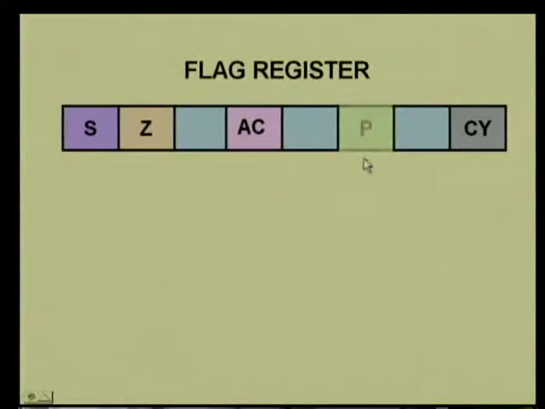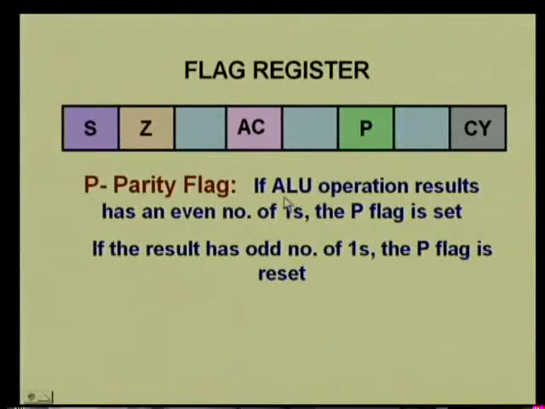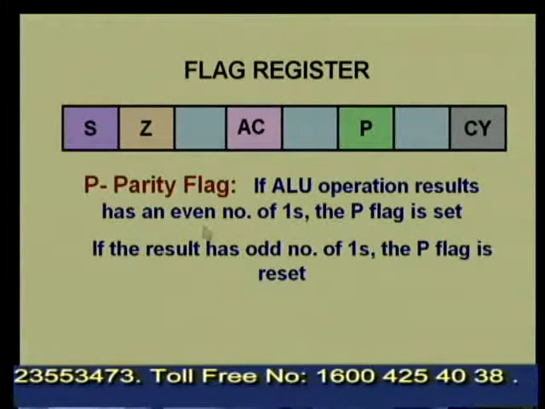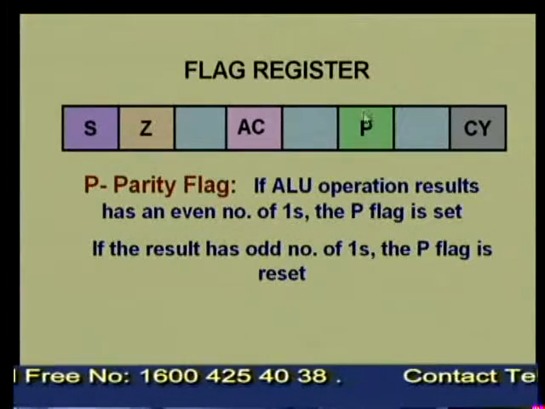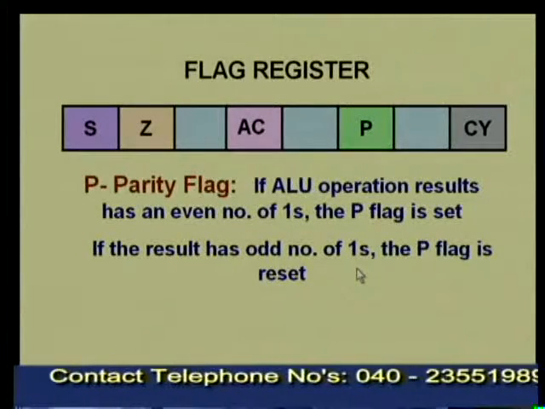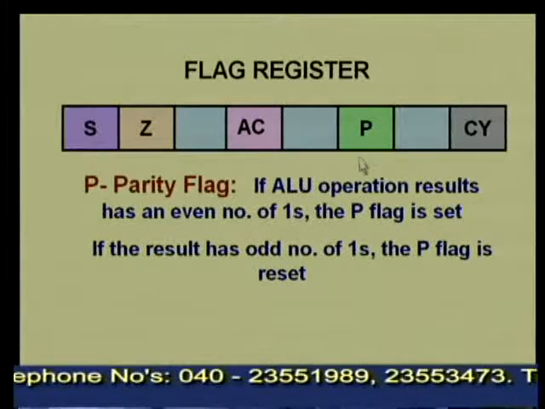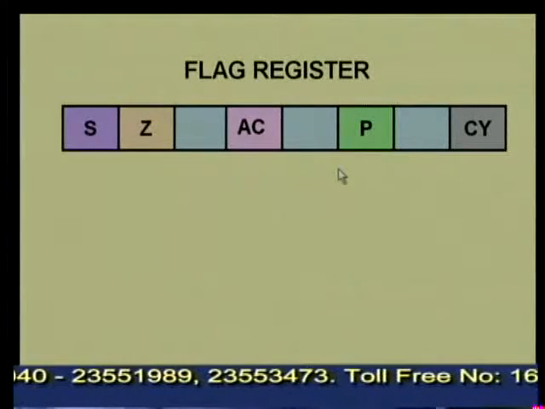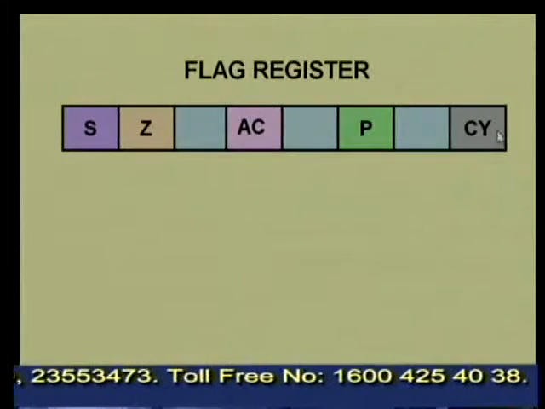Next one is the parity flag. This parity flag indicates whether an even or odd number of ones are available within the result. If after the arithmetic or logical operation the result has an even number of ones, then the parity flag is going to be set. If the result has an odd number of ones, the parity flag is going to be reset. So that is about the parity flag. Let us go to the carry flag.